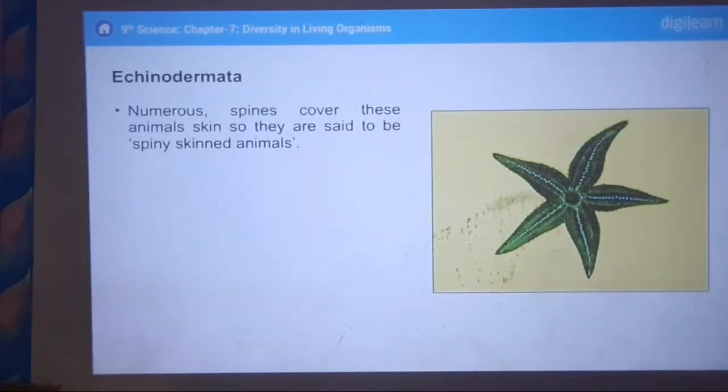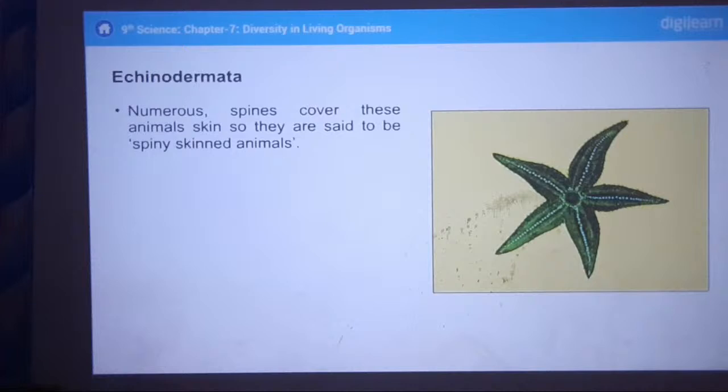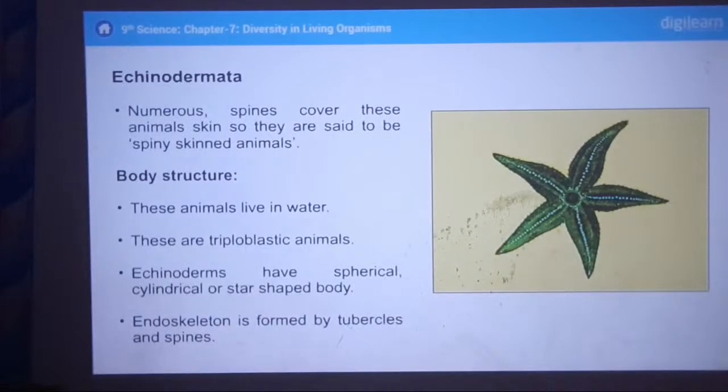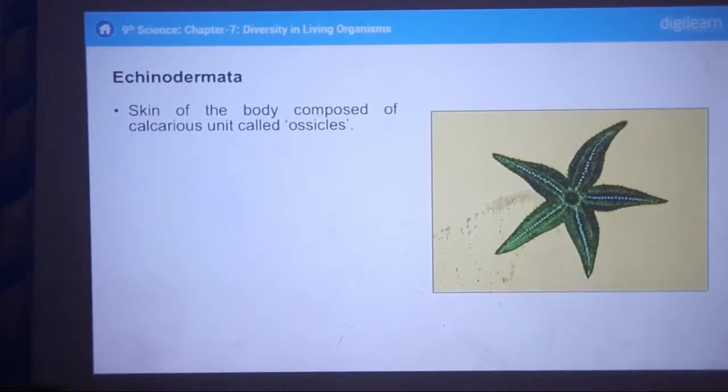Echinodermata. The skin of these animals is covered by numerous spines. Hence they are called spiny skin animals. These echinoderms are marine animals. Echinoderms are triploblastic animals. The body of these animals may be spherical, cylindrical or star-shaped. The body covering skin is composed of calcareous units called ossicles, bearing tubercles and spines which form the endoskeleton.